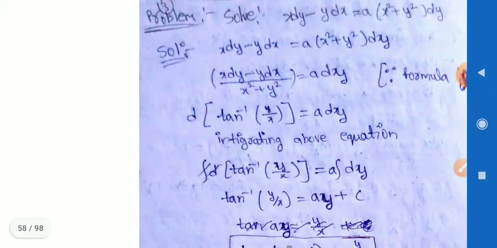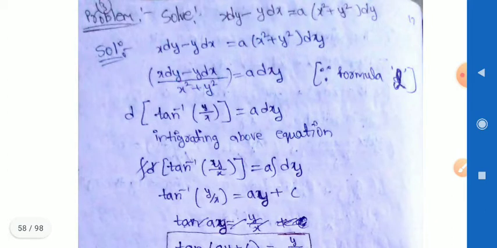Now another problem, problem number 3. Solve x dy minus y dx is equal to a into (x square plus y square) dy. Now by dividing with x square plus y square, we get (x dy minus y dx) by (x square plus y square) is equal to a dy.